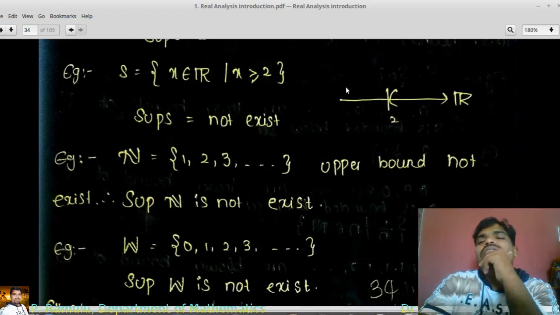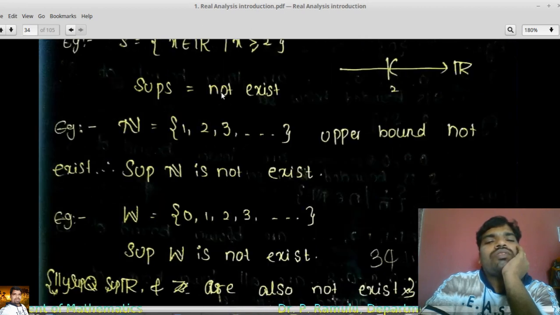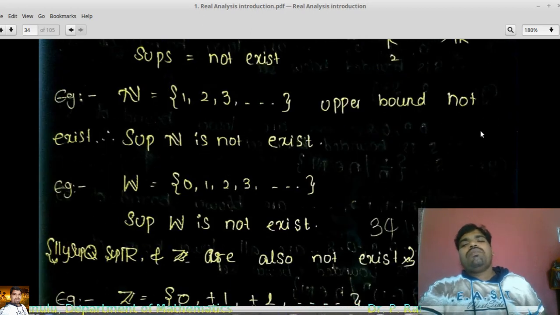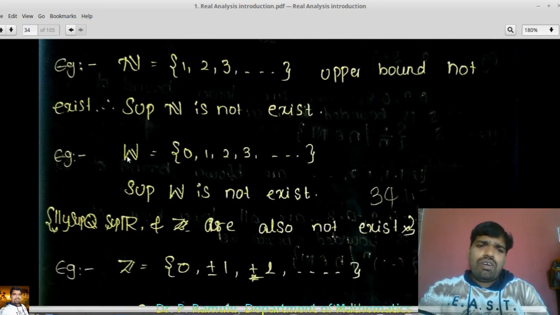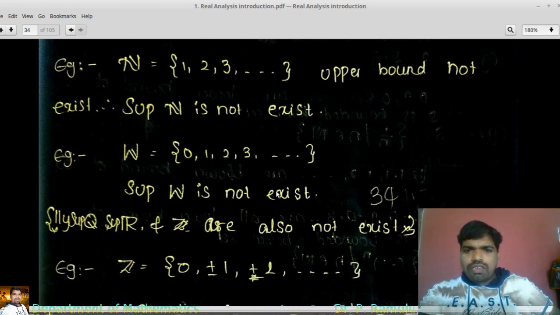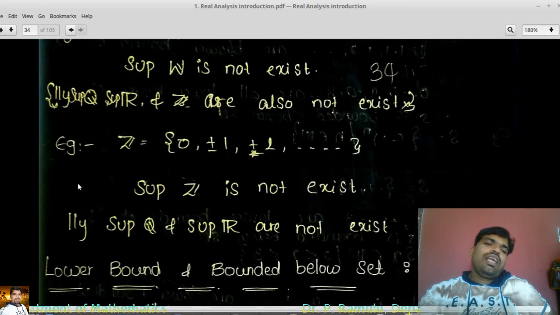This set does not have a supremum. Why? Because this set does not have an upper bound, therefore sup S does not exist. If I take N, it also does not have an upper bound, so sup N does not exist. If I take W, W also does not have an upper bound, so sup W does not exist. Similarly, sup Q, sup R and sup Z also do not exist, and the supremum of other such sets also does not exist. For example, Z: the supremum does not exist.